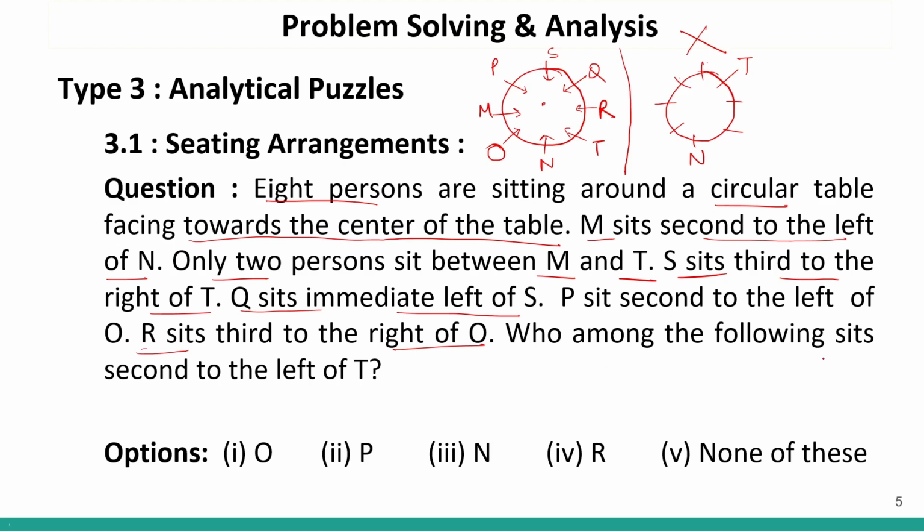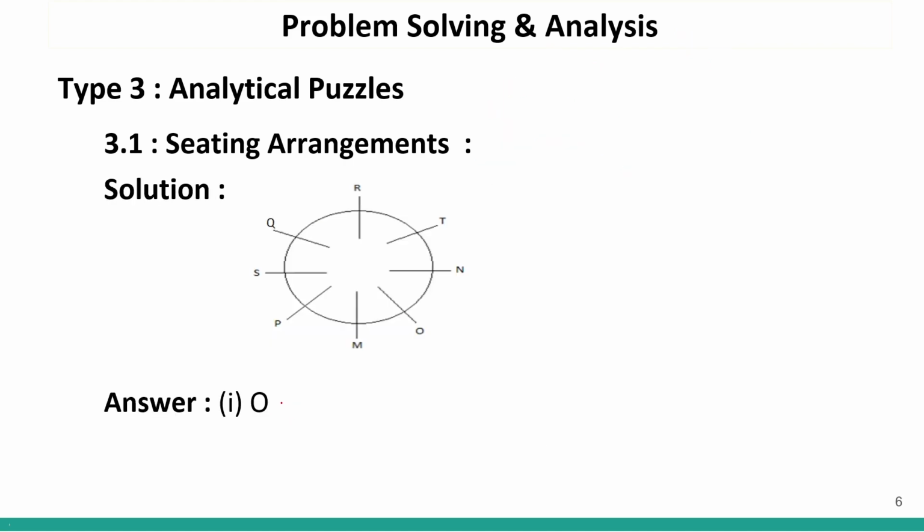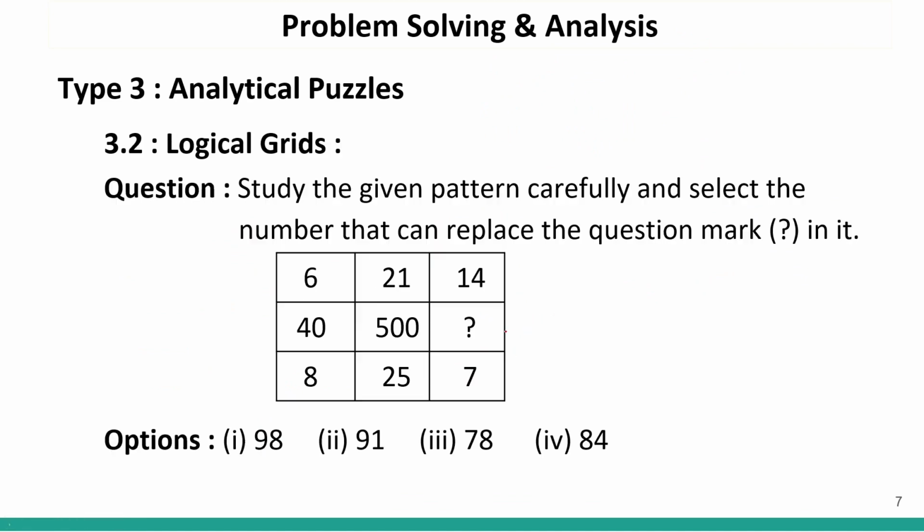Now we have to find out who among the following sits second to the left of T. So T is over here, second to the left will be this position and at this position O sits. So option number 1, O will be the correct answer. So this is the chart and this is how you solve questions on seating arrangement. Now the next type is your logical grids. Okay. So in logical grids, 3 type of questions can come.